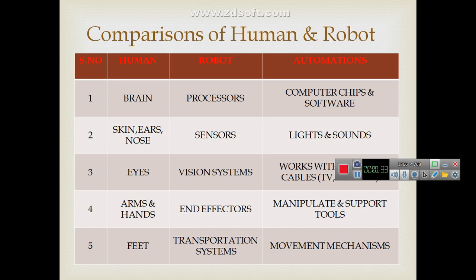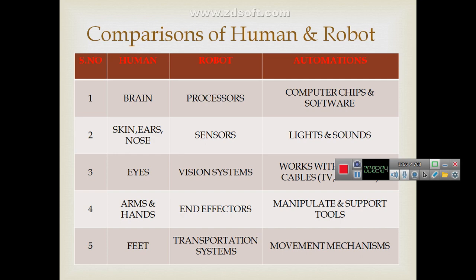Another one is comparisons of humans and robots. So we humans carry out five or six types of processes, using the brain, skin, ears and nose, eyes, arms and hands, and feet. These are the human parts that carry out work regularly. The robot can also use the same kinds of processes to carry out work, right? Okay, so we can see them one by one.